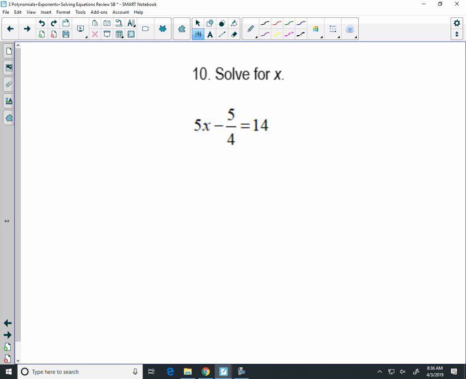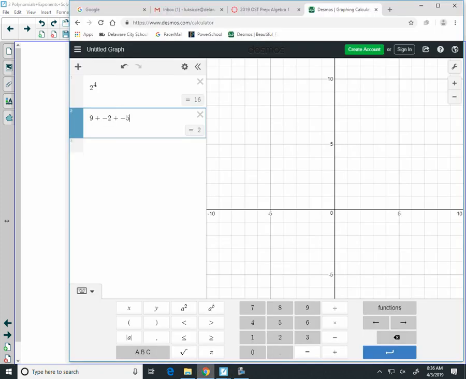The OST does seem to love fractions. The great thing about Desmos is that, like any calculator, fractions are just other numbers. So if we want to get x all by itself, we're going to add 5/4 over. Don't be freaked out by that 5/4. I'm going to go to Desmos and put in 14 plus 5 divided by 4. Desmos even makes it into a fraction for you. You don't have to hit a special button like you do on the TI-84. 15.25.